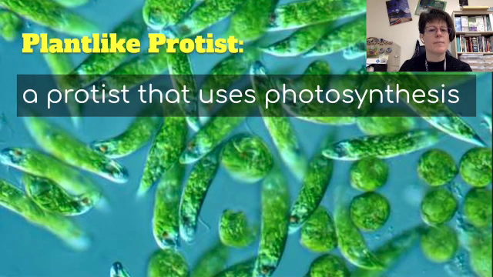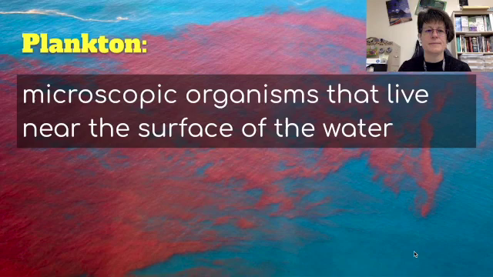So plant-like protists, remember, are a protist that uses photosynthesis, so they can make their own food. And you can see in the background here, these protists are green, so we know that they contain chlorophyll. Plankton are microscopic organisms that live near the surface of water. So these plant-like protists we're going to talk about are plankton, and you can see some of them here in a cloud. This is called red tide, which we're going to talk about, which is not necessarily a good thing on the surface of the ocean, and this is all plankton.